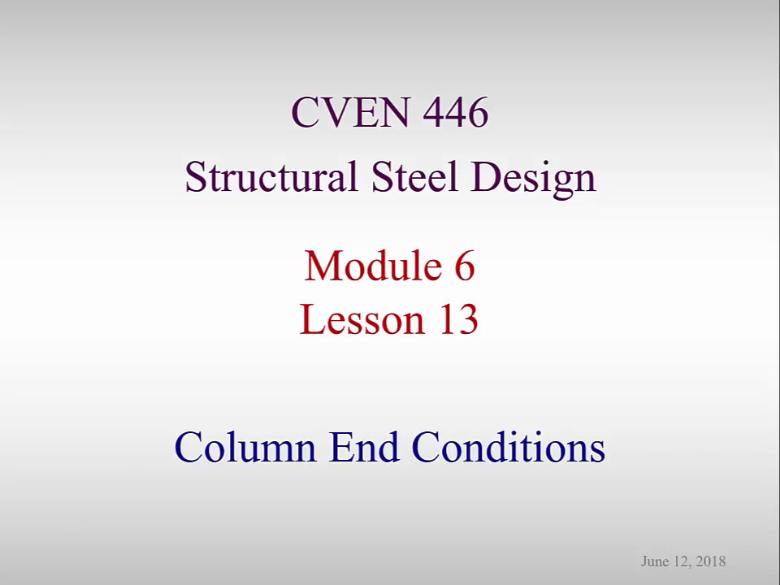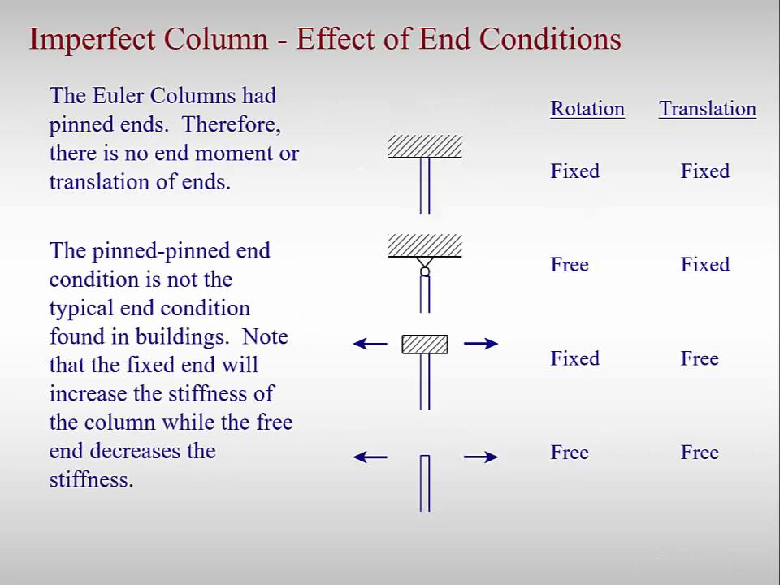Lesson 13 is the second lesson of Module 6 and looks at the effect of end conditions on the buckling behavior of steel columns. The effect of end conditions is the last condition we want to look at for imperfect columns. Remember that the Euler column was assumed to have pinned ends.